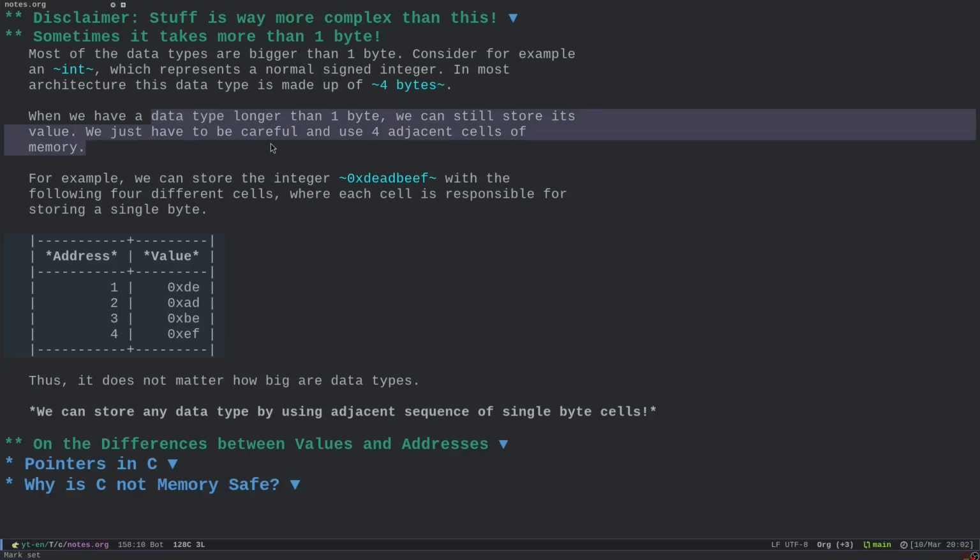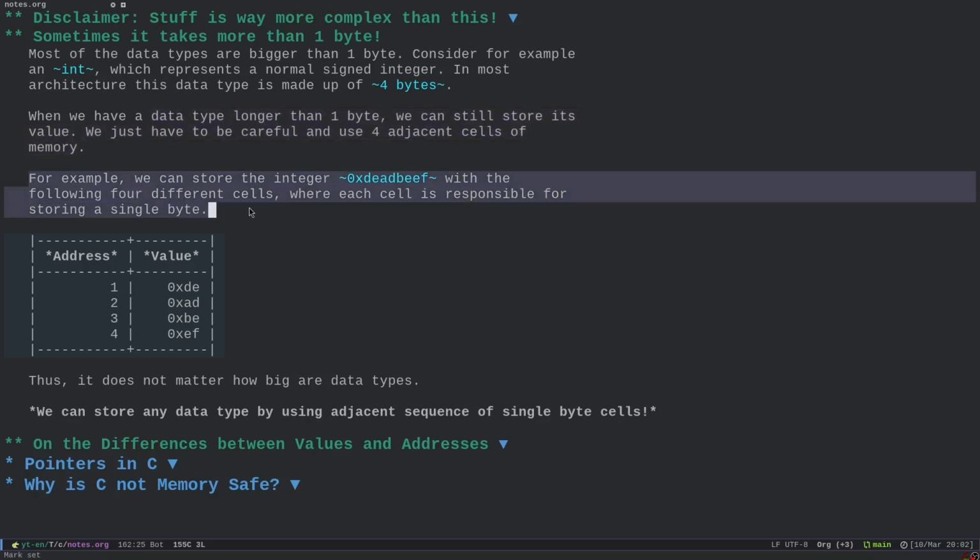We just have to be careful in the way that we use the cells of the memory, in the way that we use the memory addresses. For example, consider that we want to store the famous integer dead beef. This is like a funny joke because in hexadecimal this actually represents a word, dead beef, but this is also a number because it just uses letters from A to F. Now with this integer, we can store it as follows.